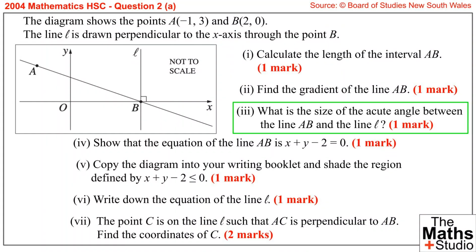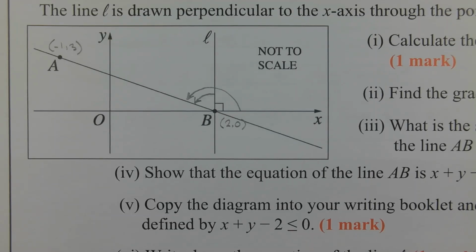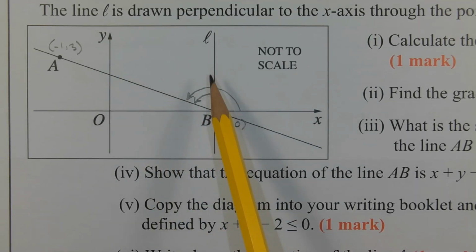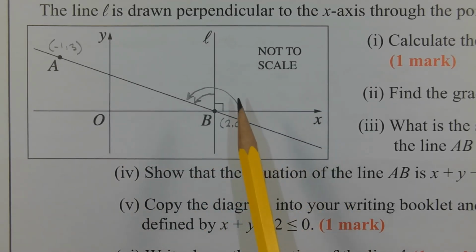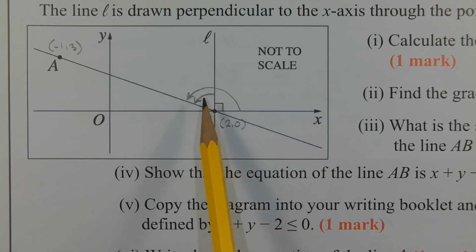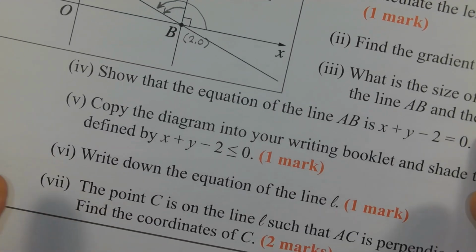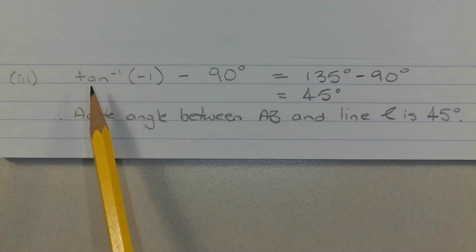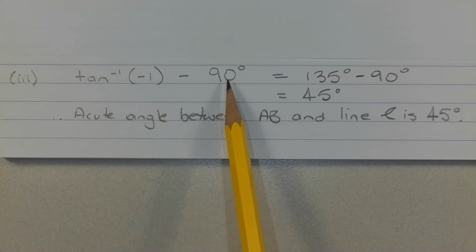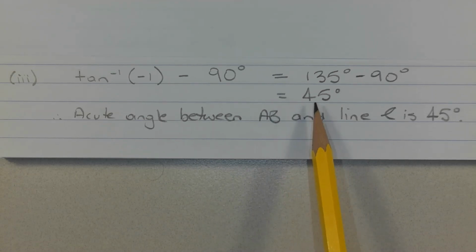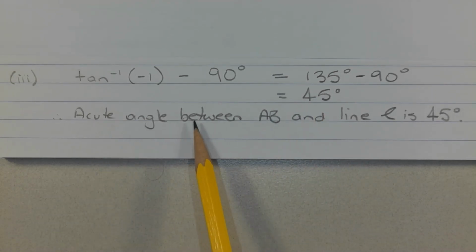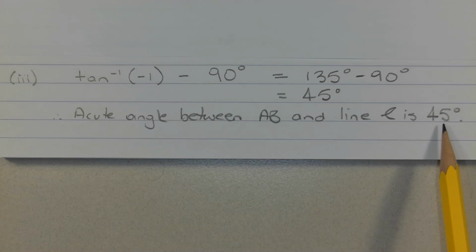Part 3. What is the size of the acute angle between the line AB and the line L? To find the acute angle between AB and the line L, we find the angle of inclination of AB to the positive x-axis, subtract from that 90 degrees, and we get the acute angle that we're after. So inverse tan of -1 minus 90 degrees is equal to 135 degrees minus 90 degrees, which equals 45 degrees. Therefore, the acute angle between AB and the line L is 45 degrees.